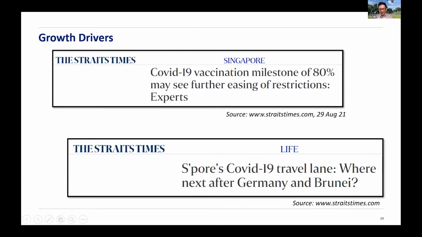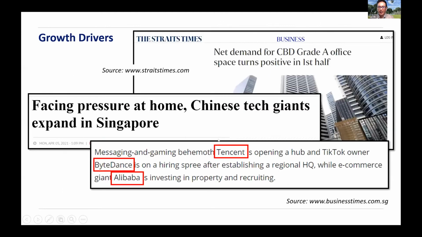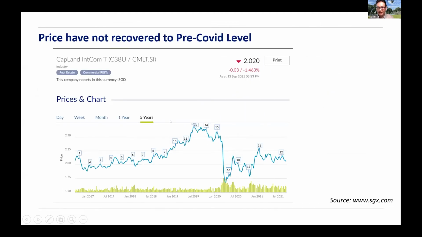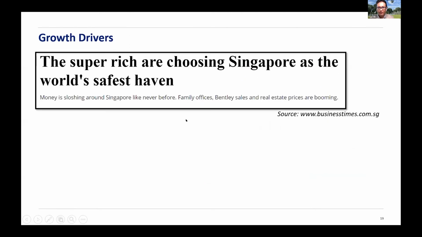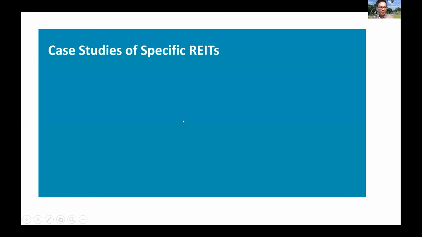So my point here is this. For the office and retail REITs, based on the price performance, they have not really gotten back to pre-COVID level, as you can see here. But from a fundamental perspective, things are looking up. The occupancy rate didn't drop as much, and you have all these different growth drivers that at the end of the day will prop up the demand for office and retail. So this is what I'm trying to say for this segment.